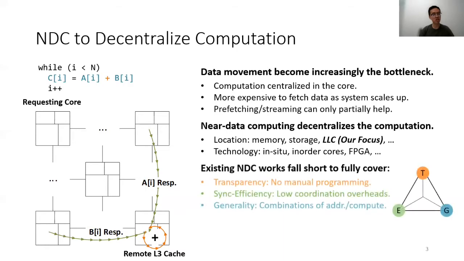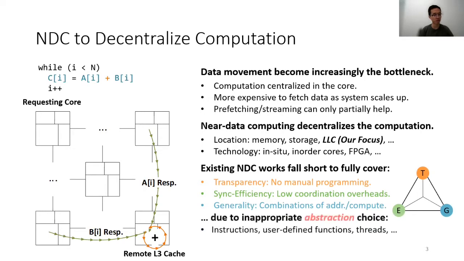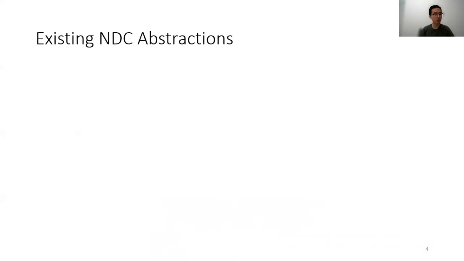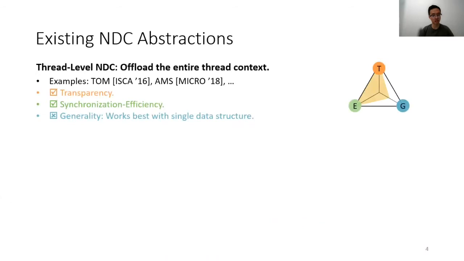Our key observation is that existing NDC techniques fail to fully cover the triangle of transparency, synchronization efficiency, and generality due to their inappropriate choice of NDC offloading abstraction, be it instructions, user-defined functions, or threads. A common offloading abstraction is thread context. It does provide transparency and synchronization efficiency, but is too coarse-grained and only works best with a single data structure.